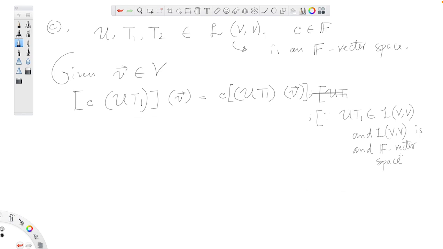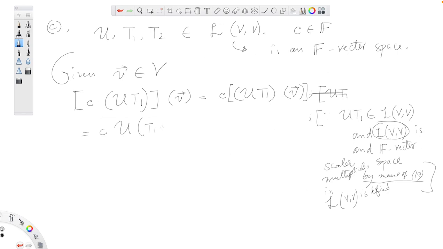So the scalar multiplication in this vector space is defined by means of equation 19. Scalar multiplication in L(V, V) is defined by means of 19. Now we use the definition of composition, and that will let us write this as (cU)T1 of V, using the definition of composition in Theorem 5.